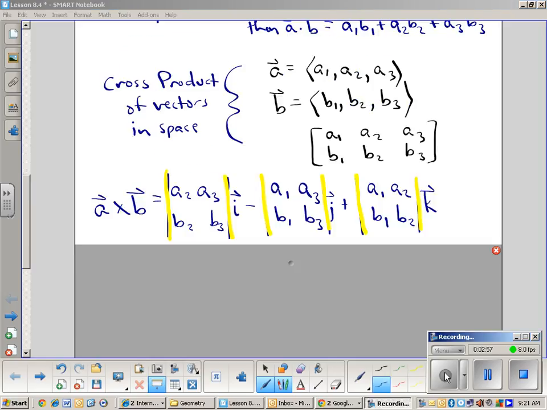I added a little definition here to make sure you understood where these letters come from. Vector A is A1, A2, A3. Vector B is B1, B2, B3. If we wrote those two vectors as a matrix, whichever one is first in this cross product has to go on top, in the first row. Okay?